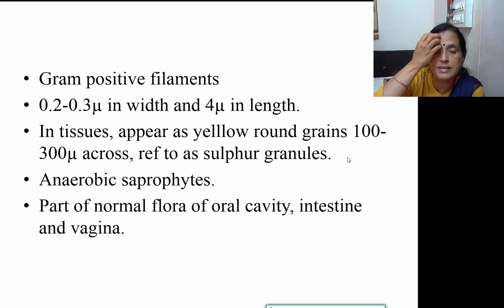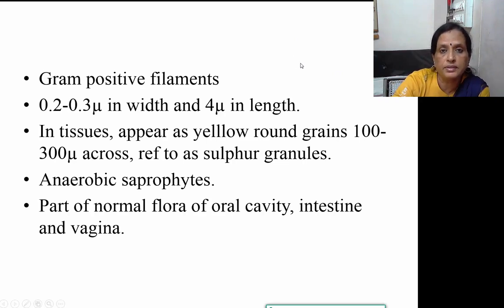An RBC is 7 microns. So how many RBCs can you place there? About 40? More than that, yes. So that would be the size of the organism. And these are anaerobic saprophytes and part of normal flora of the oral cavity. Not just the oral cavity or the tonsillar crypts, they may be present in the intestine and vagina also.